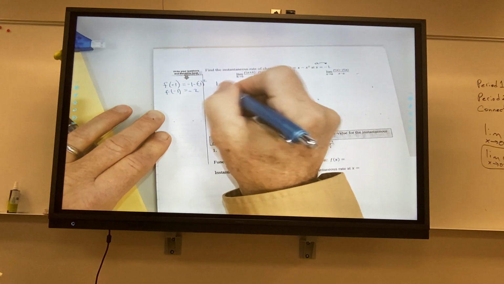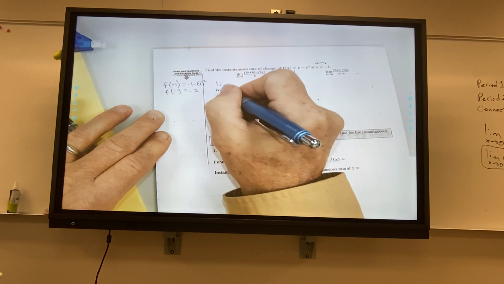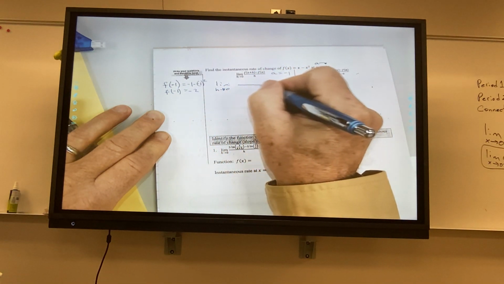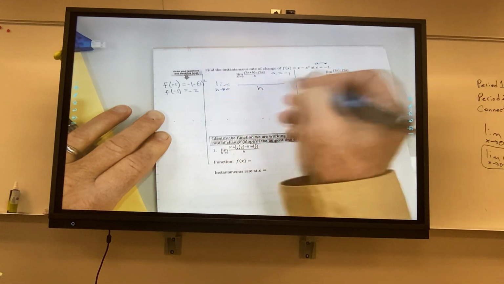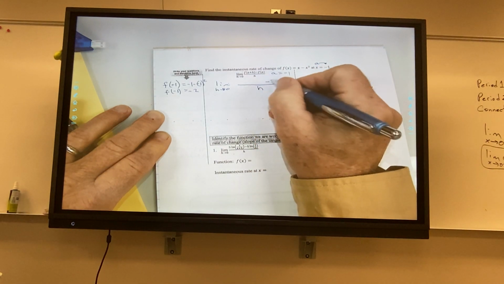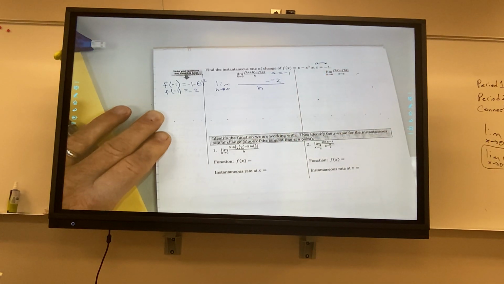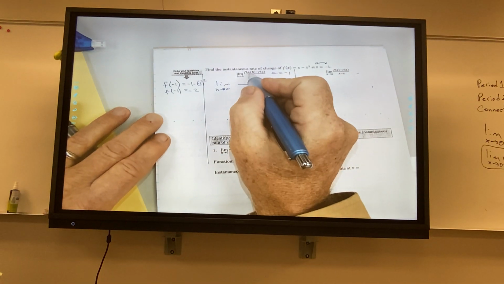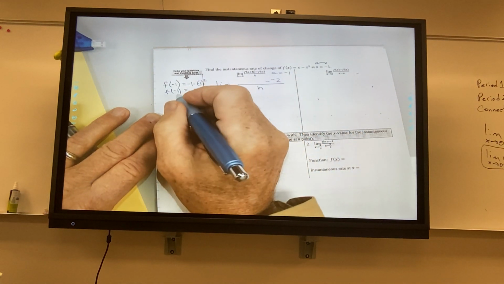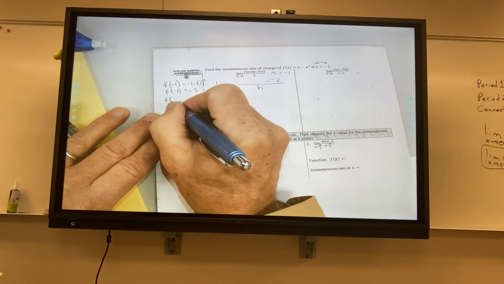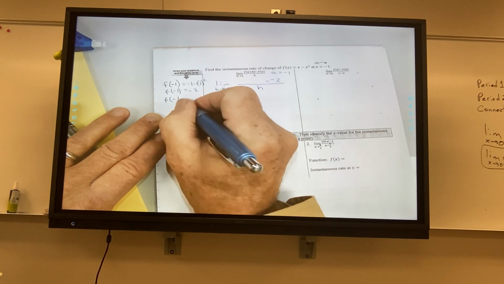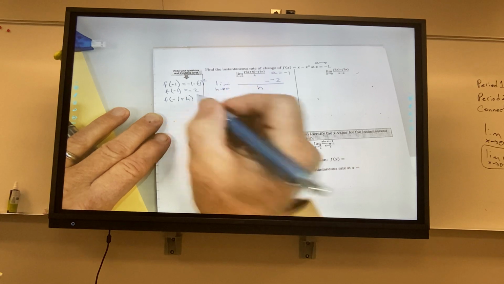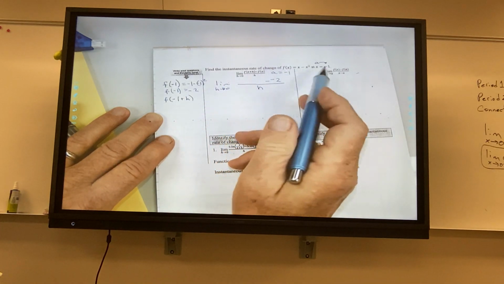So over here I've got the limit as h goes to 0, with h on the bottom. Right here I'm going to have minus negative 2. Okay? Well, the next thing I've got to put into f is negative 1 plus h. Where did the negative 1 come from? a is negative 1.